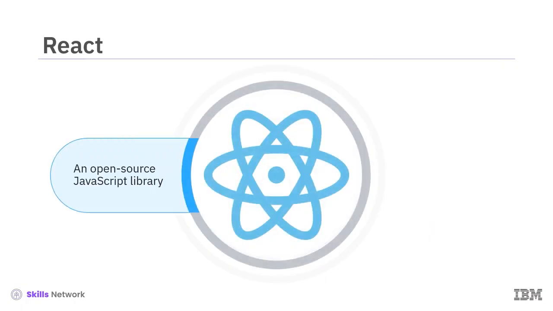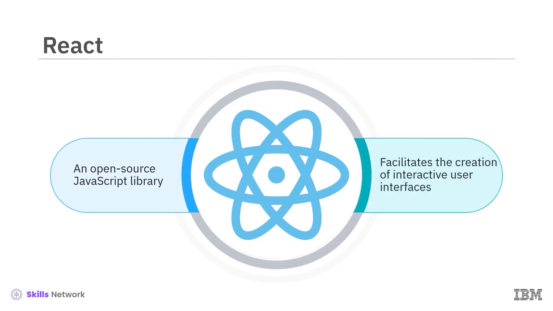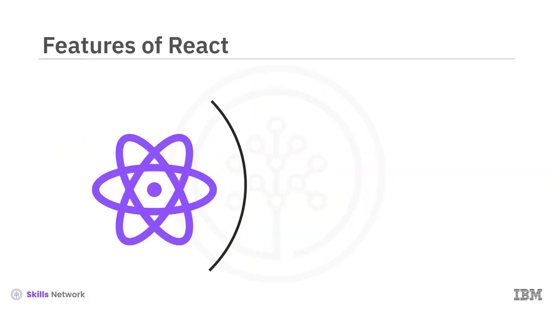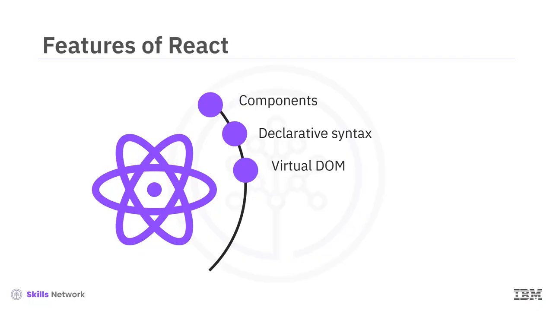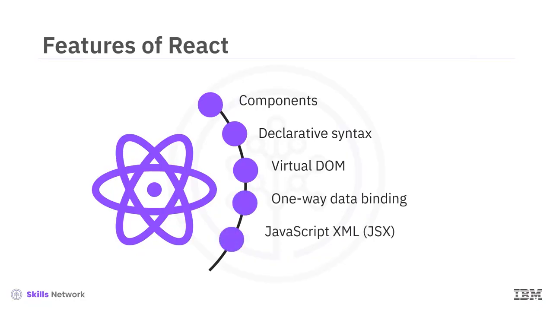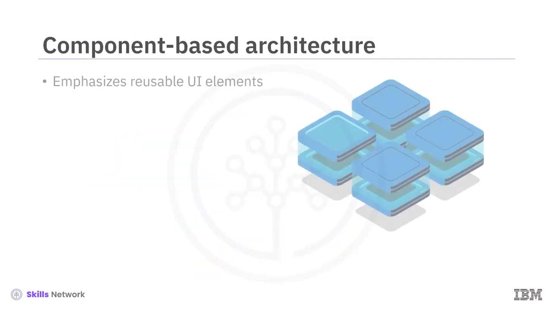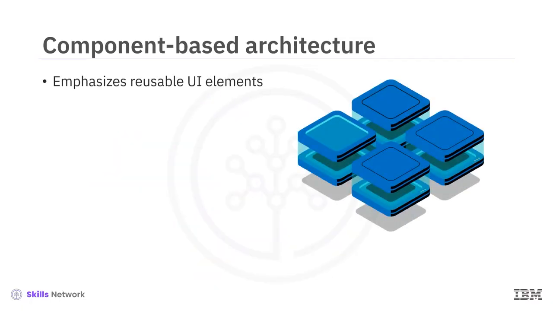React is an open-source JavaScript library developed by Meta, a company that runs Facebook and Instagram. It facilitates the creation of dynamic and interactive user interfaces for web applications. The prominent features of React include component-based architecture, declarative syntax, virtual DOM, one-way data binding, JavaScript XML, JSX, and hook employment. React's flexible component-based architecture enables the creation of reusable UI elements.